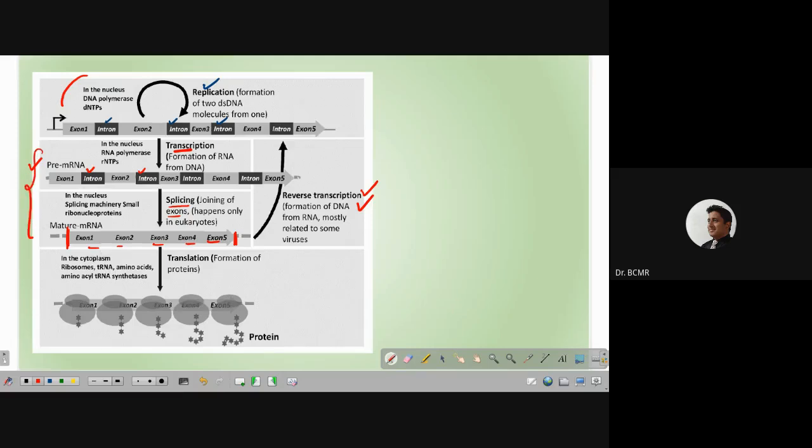And then the mRNA is transported out of the nucleus into the cytoplasm. Either it is bound to the endoplasmic reticulum, that is the rough endoplasmic reticulum, or freely in the cytoplasm. It depends on the product of the mRNA. You will have ribosomes binding and translating the mRNA to form proteins.